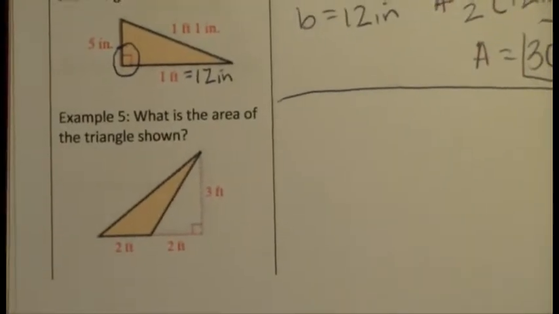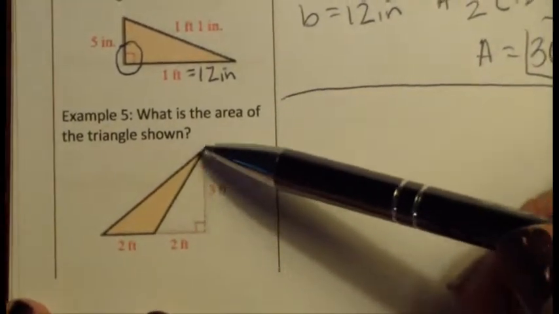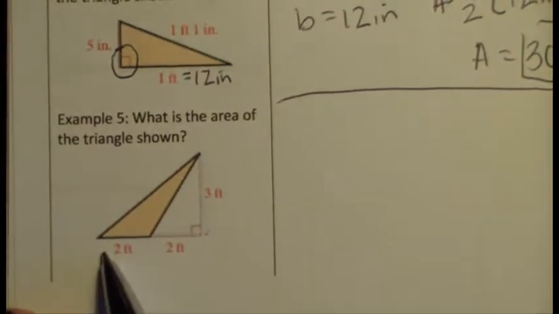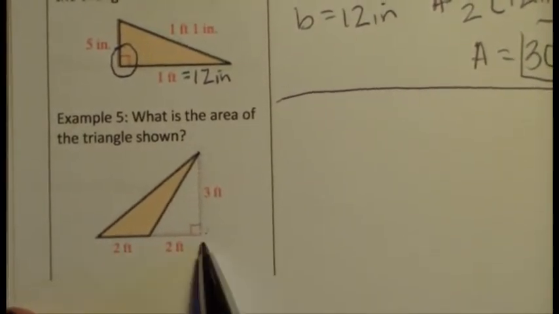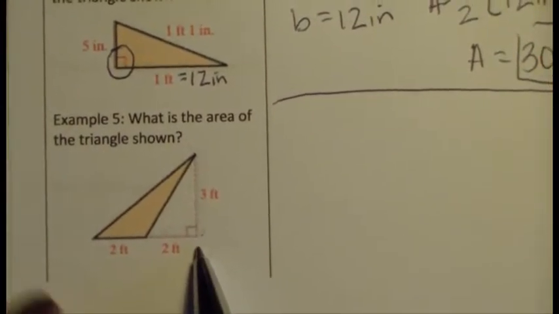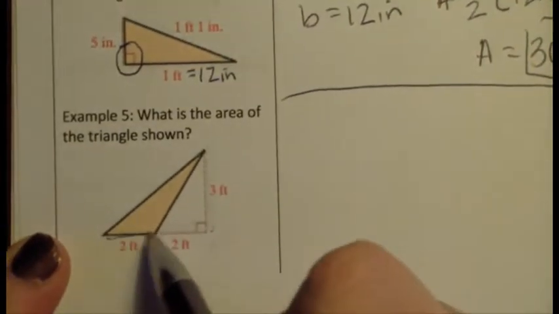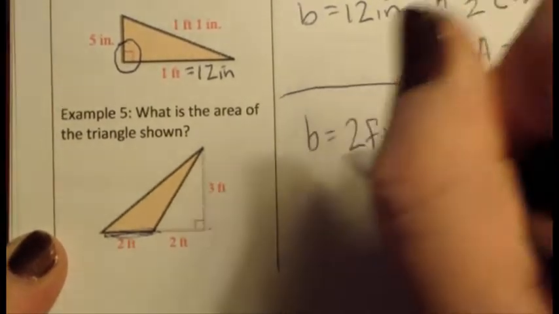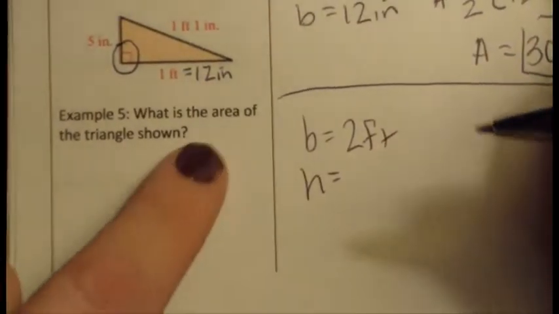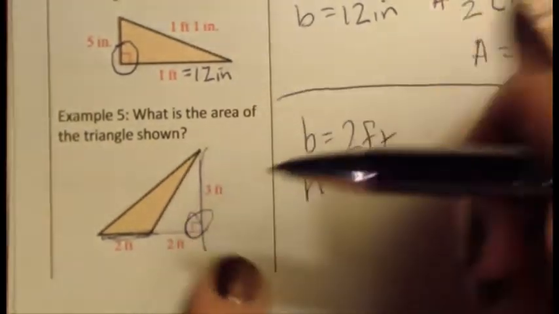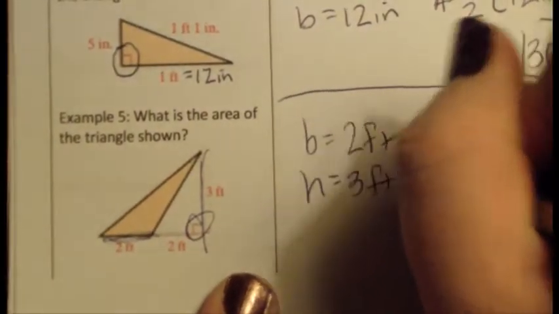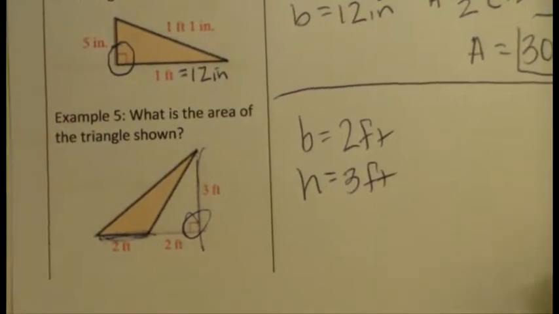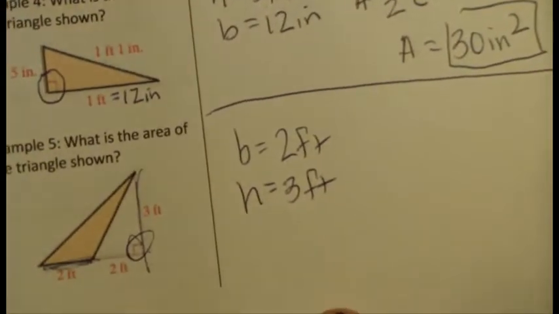What's the area of the triangle shown? So this time our height is outside of our triangle. Now we do not need this entire length to figure out the base for our triangle. We just need the part of the actual triangle. So our base is going to be 2 feet. Our height, we know from our right angle sign here, is this. So 3 feet is our height. They're both in feet, so we don't have to do any sort of converting of measurements, so that's good.